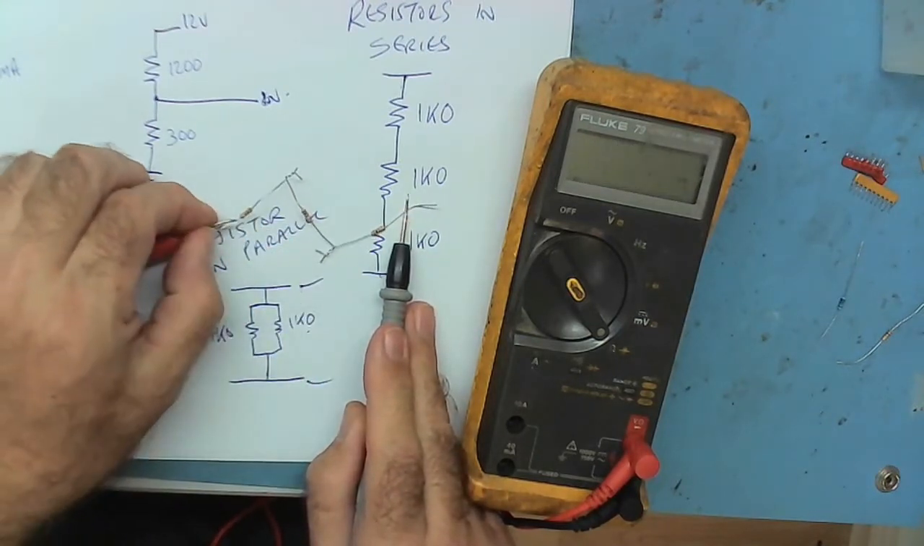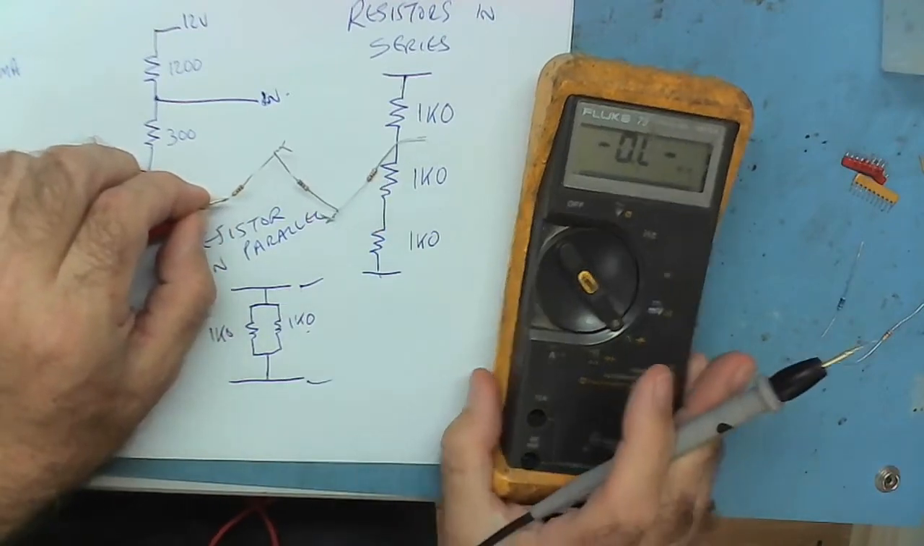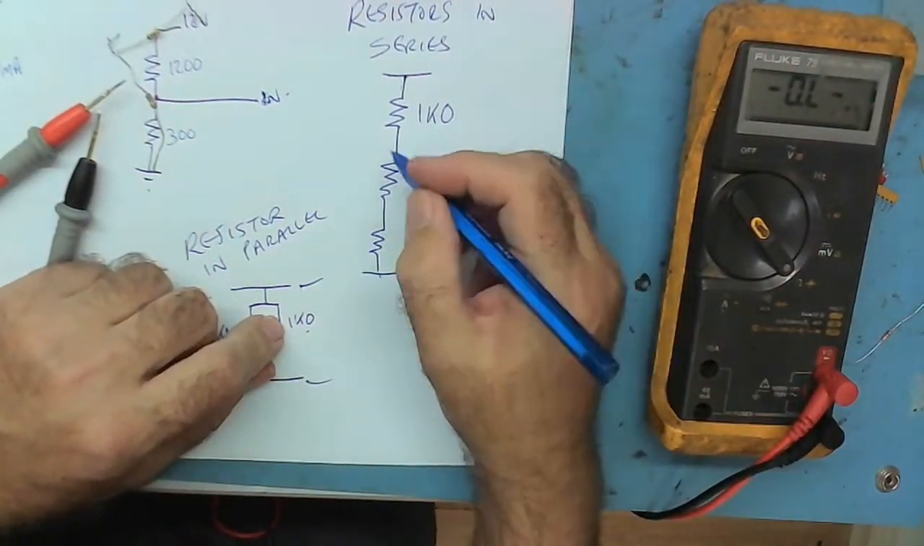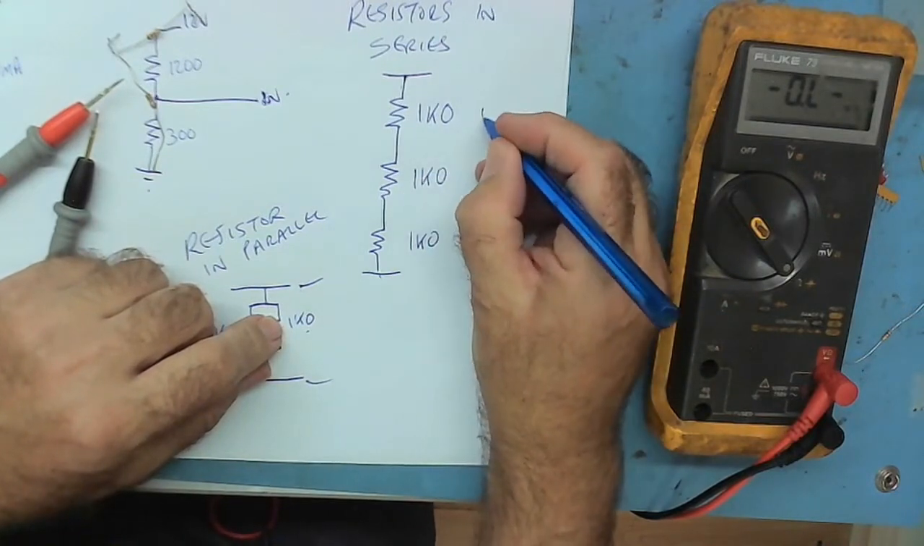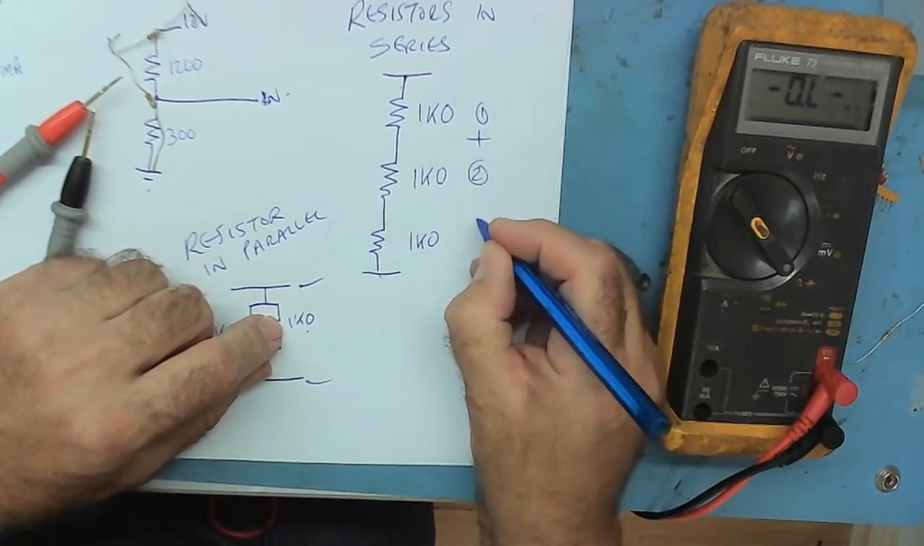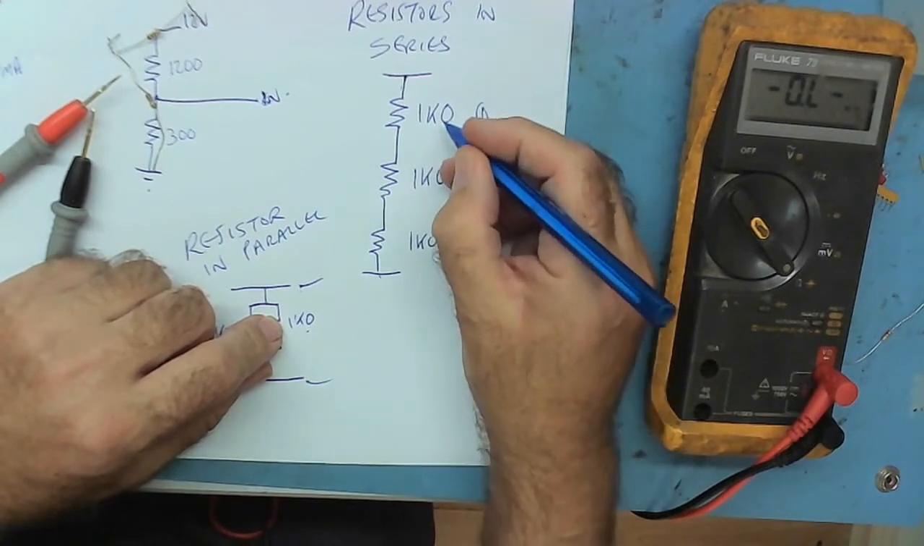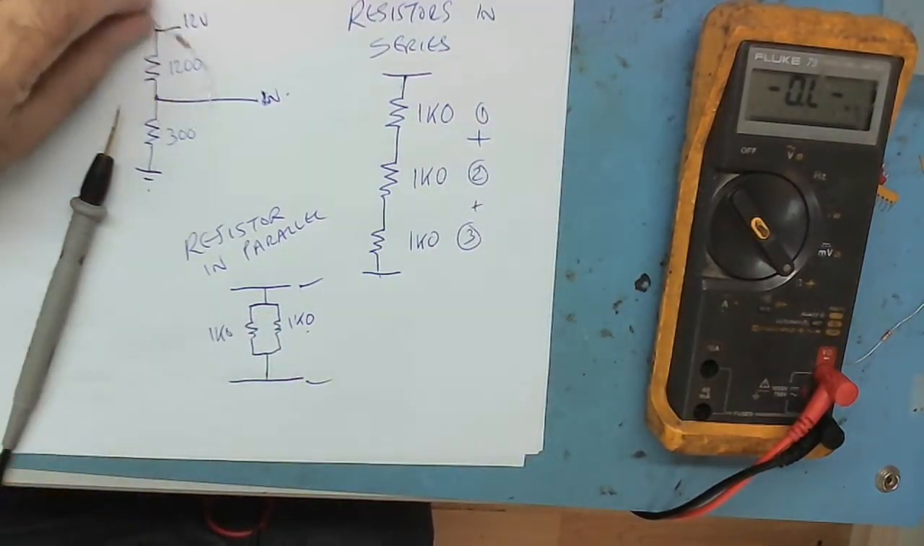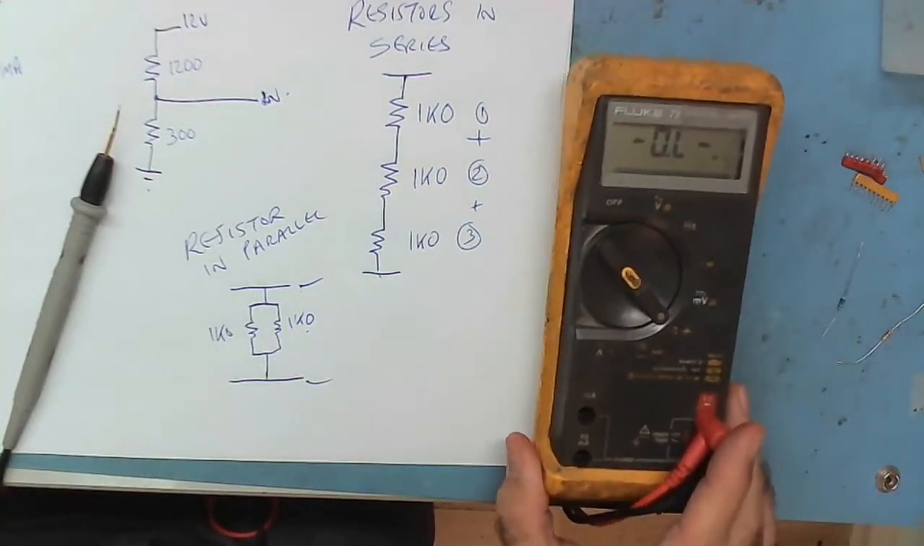So for resistors in series, the total resistance you see is the sum. It's that one plus that one plus that one, yeah? 1000 plus 1000 plus 1000 is 3. That's simple, isn't it? Let's have a look at the other circuit.